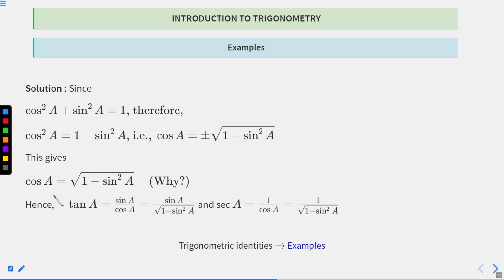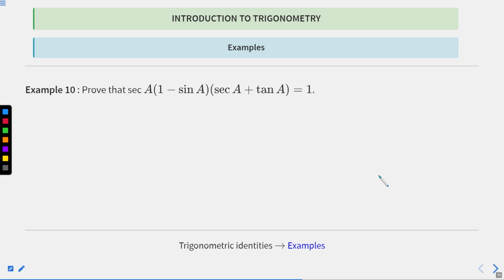Okay, so cos a is equal to square root of 1 minus sin square a, and hence tan a is equal to sin a by cos a, and this is equal to sin a by square root of 1 minus sin square a. Here we put the value of cos a. And then sec a is equal to 1 by cos a, and this is equal to 1 by square root of 1 minus sin square a.